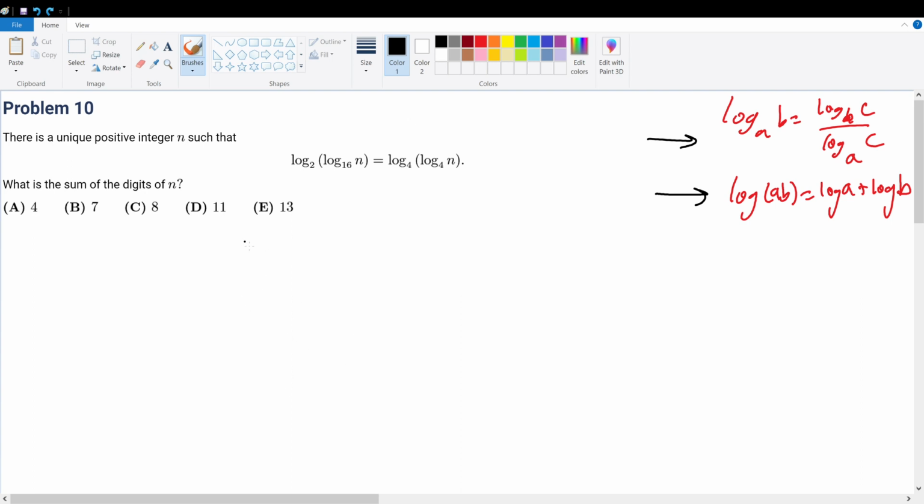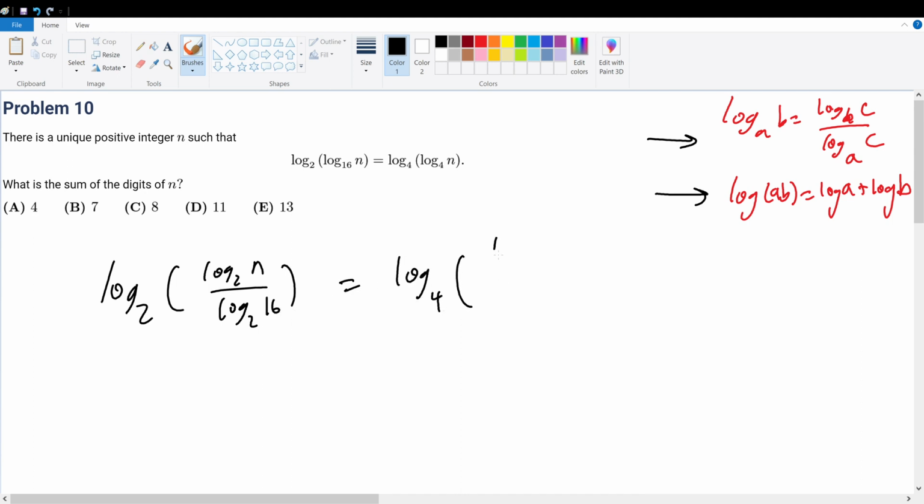So let's do that. We always want to go inside out, because that way we can evaluate everything as a whole. Log base 2 of log base 16 of n becomes log base 2 of, log base 2 of n over log base 2 of 16, according to the formula, and log base 4 of n becomes log base 2 of n over log base 2 of 4.